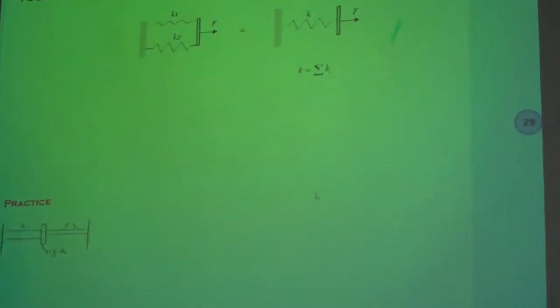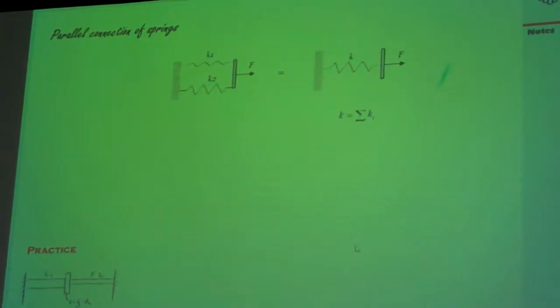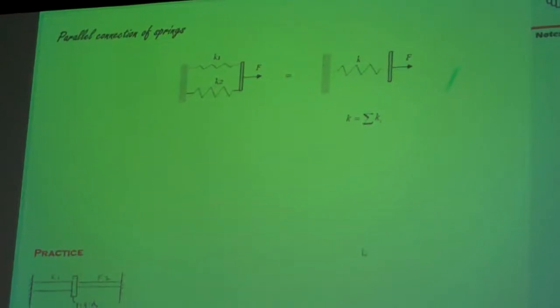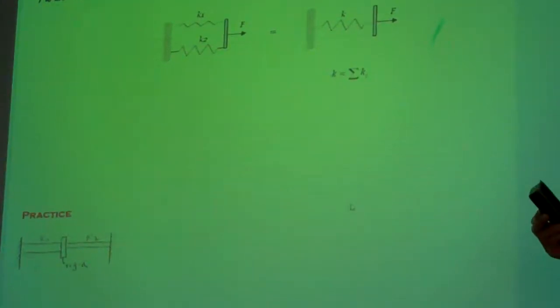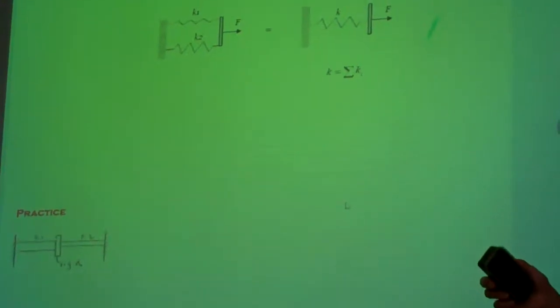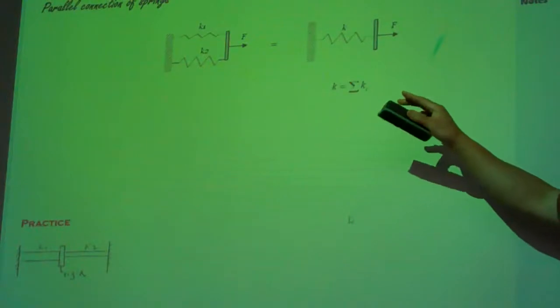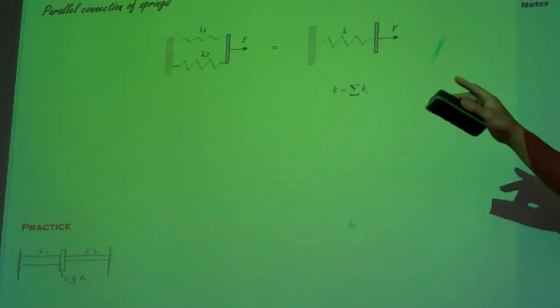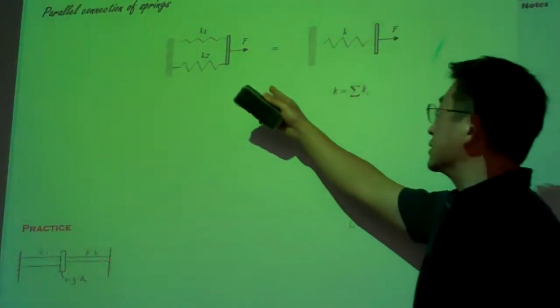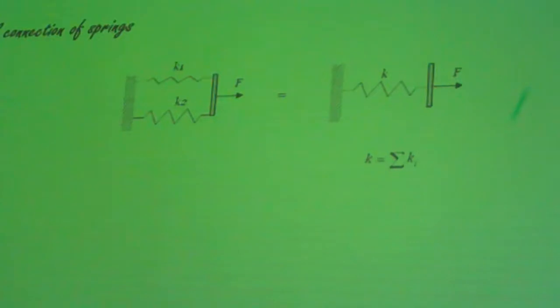Now we come to information more relevant to this class. If we have multiple springs, the springs can be connected in a couple of ways. The first connection method is the parallel connection. The parallel connection is a configuration like this. How can we find the equivalent spring constant?